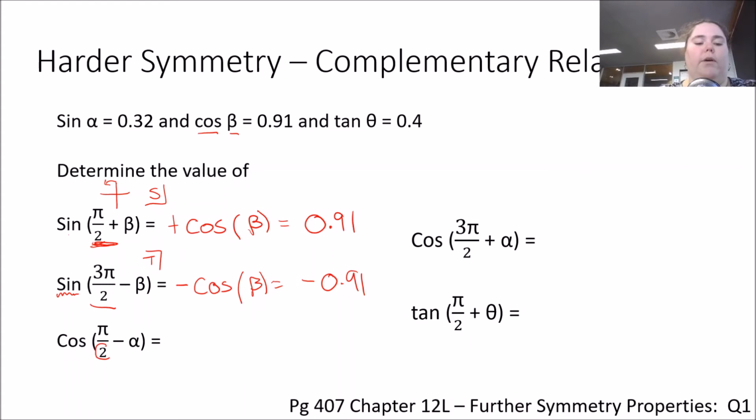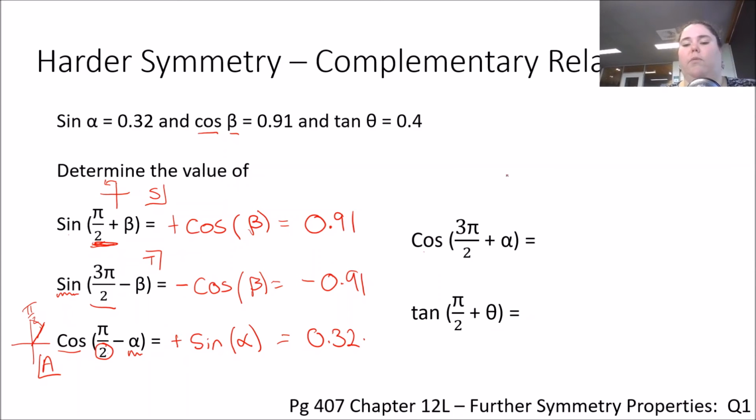Okay, we've got a pi on 2, which tells me I'm changing from cos to sine. My angle is going to stay the same, so it's going to be sine of alpha. I just need to figure out if it's going to be positive or negative. So pi on 2 minus alpha gets me in here, which is my all quadrant. So I know it's going to be positive. So it's just positive 0.32.